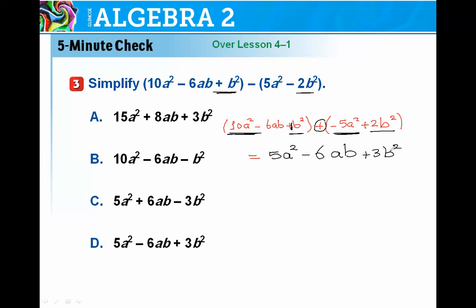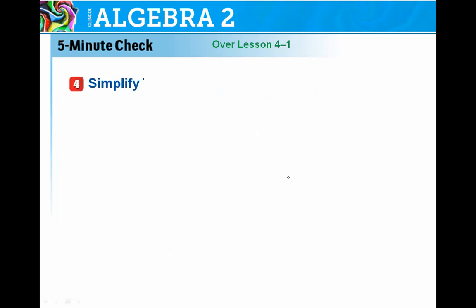When we add or subtract, please pay attention to this remark: we don't change the power, we change only the coefficient by adding or subtracting according to the sign. So this is our answer for number one, which is letter D: 5a squared minus 6ab plus 3b squared. We're going to Saud, Turki.